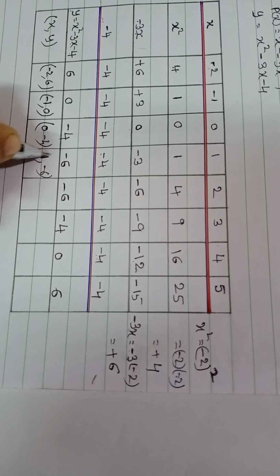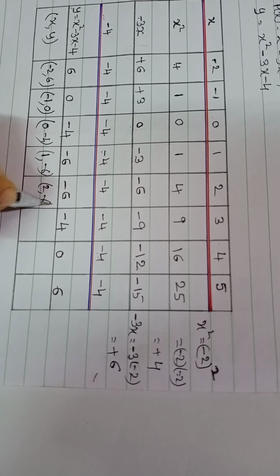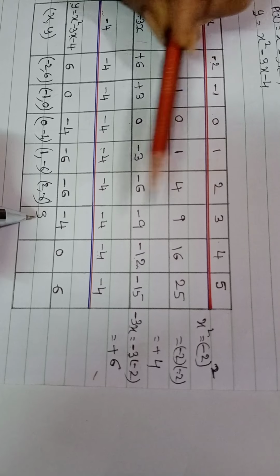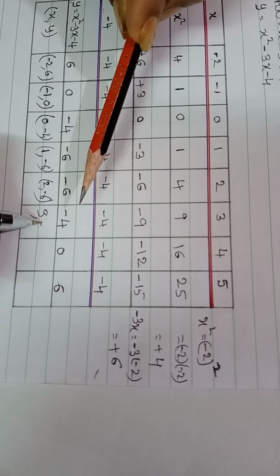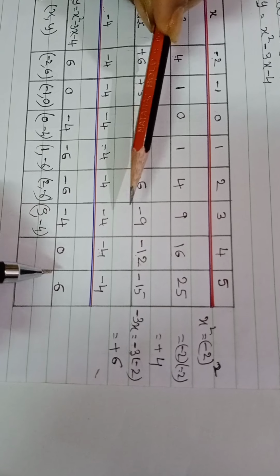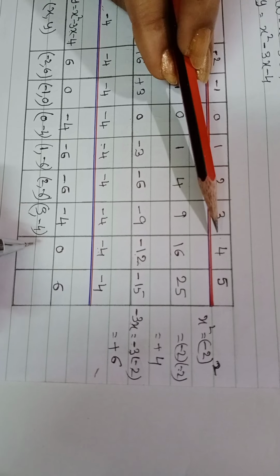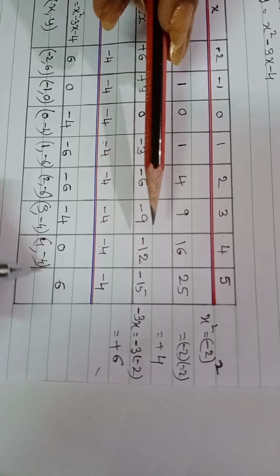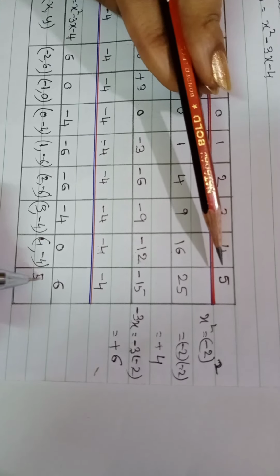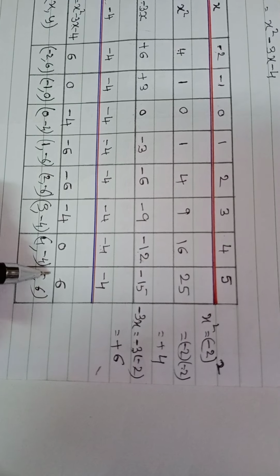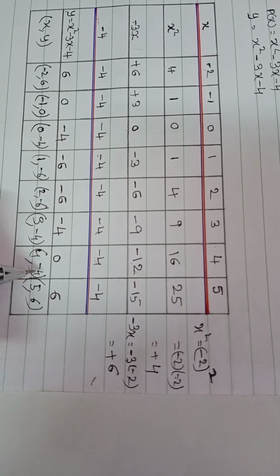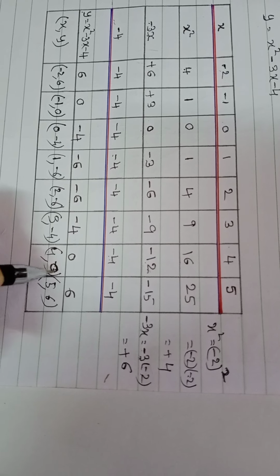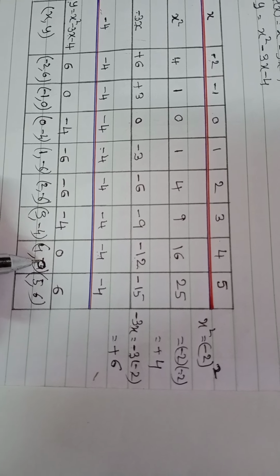1, minus 6. 2, minus 6. 3, minus 4. 4, 0. 5, 6. Sorry, this is 0. Here, 0. 6, 0.